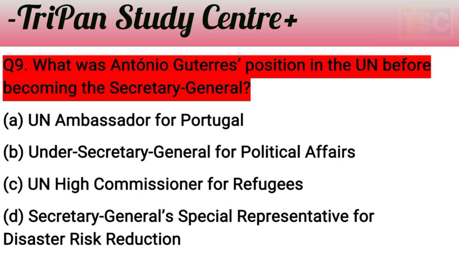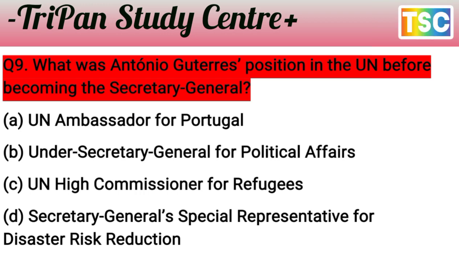The options: A. UN Ambassador for Portugal. Ambassador of Portugal. B. Under Secretary General for Political Affairs. C. UN High Commissioner for Refugees. D. Secretary General's Special Representative for Disaster Risk Reduction. That's an important option. And first of all, test your knowledge. I give you a few seconds for you. You must have thought of your answer.